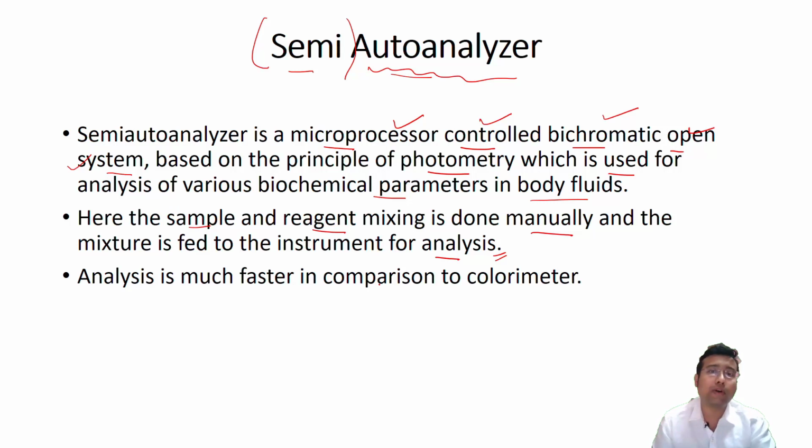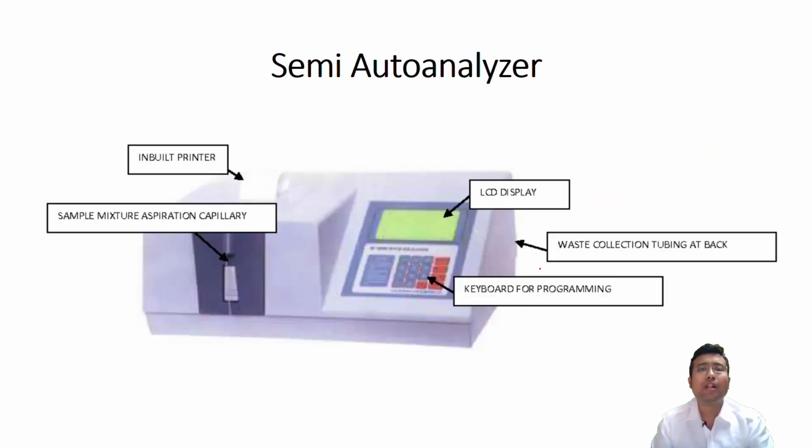Analysis is done much faster in comparison to colorimeter. Definitely colorimeter is much slower. You need to take the optical density of each reagent manually, and then calculate manually. That part is done automatically inside the machine by the microprocessor. So these are in general the parts of a semi-automated analyzer. Now this will vary from institute to institute, from company to company, but in general this will be it.